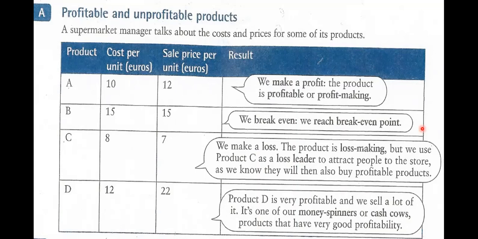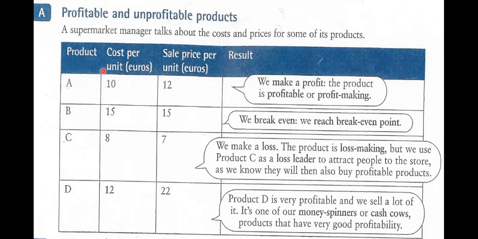Okay, so on the left, well, let's read the instructions first. We know what profitable and unprofitable products are, and then we have a supermarket. Let's say that it is Supermaxi, so we are connected with the meaning. So Supermaxi manager talks about the costs and prices for some of its products. We have product A, maybe cookies, product B, maybe meat, product C, maybe napkins, and product D, let's say they are toys. Oh, 64. Thank you, Ivana.